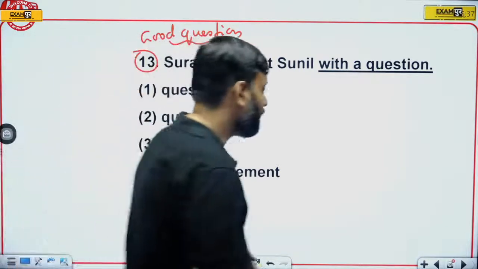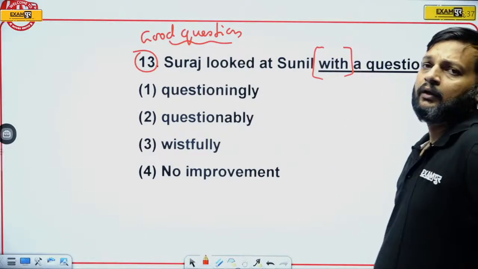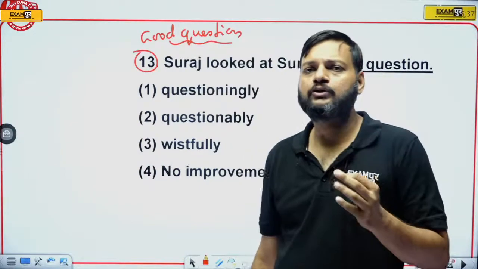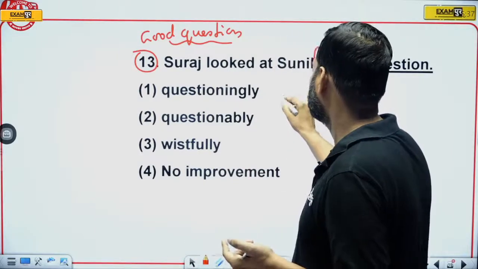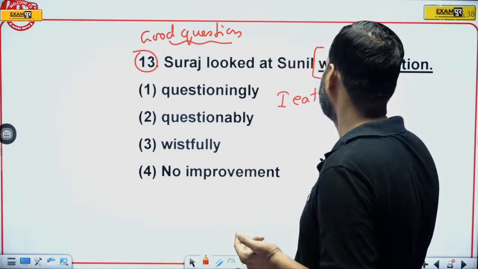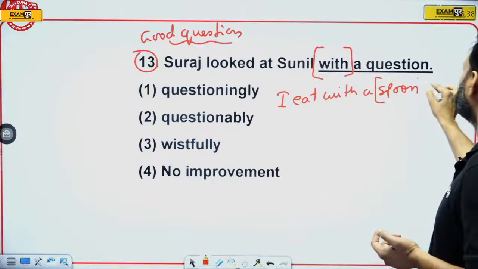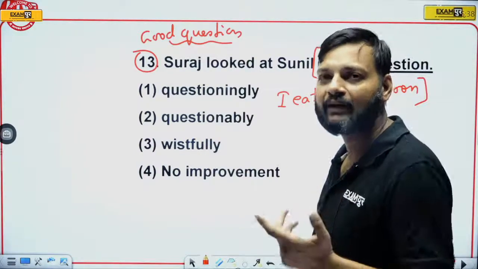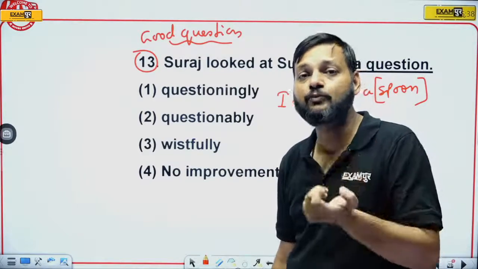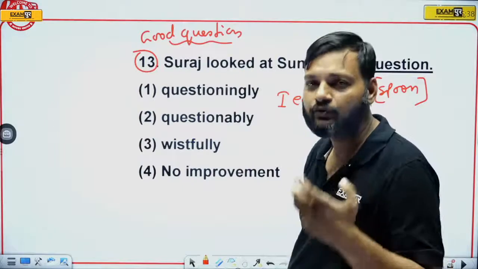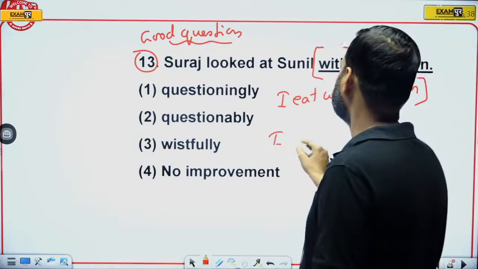See, let's solve the question. Here we have the preposition with. Okay, now preposition with is used for instruments. Instruments in what way? Like if I say I eat with a spoon. Okay, so a spoon has been used to eat something. So the instrument that we use to do something is used with the preposition with. Okay, so I eat with a spoon, same sentence.